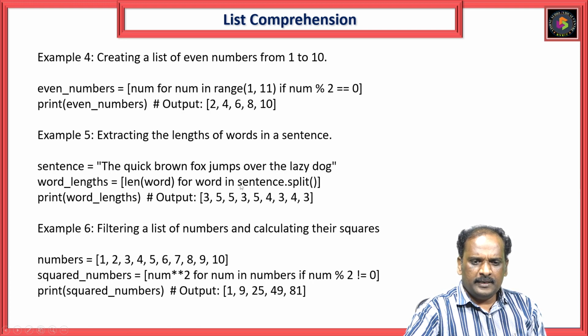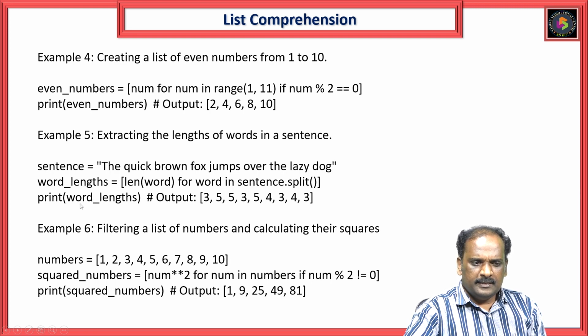Now, for word in sentence dot split, what is the next word? The next word is "quick". Now we are adding the length of "quick". What is the length of this word? It is 5. In a similar way, all the lengths of the strings are added into the new list. The new list is word length.